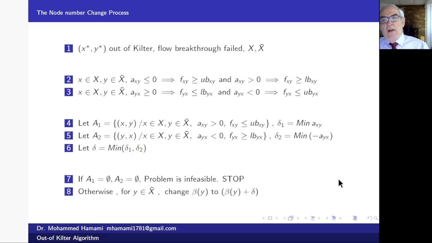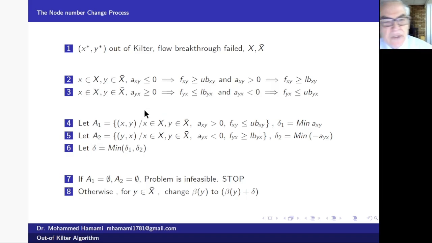Now when the flow change process failed, we have an x star y star, an out of Kilter arc, and we changed it as much as we could, but we weren't able to put this in Kilter. So there is no more change of flow. So we exit with x, the red nodes, and x bar, the white nodes, the labeled nodes and the unlabeled nodes.